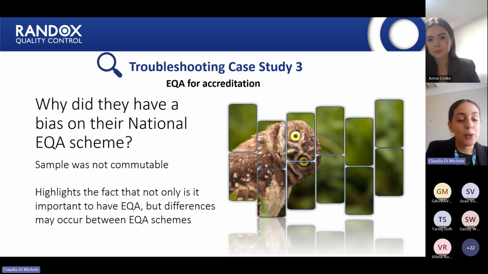But why did they have a bias on their national EQA scheme? This also took a bit of digging to get to the bottom of, and this national EQA scheme was not on our side of the world. It was another national EQA scheme, but we found out that their sample was not commutable. It was an animal matrix sample, and it was not commutable to this particular assay. So this particular case study, I guess, really highlights the fact that it's not only important just to have EQA for your accreditation as a tick box activity, but there are differences that may occur between EQA schemes, and it really requires you to look into those differences.